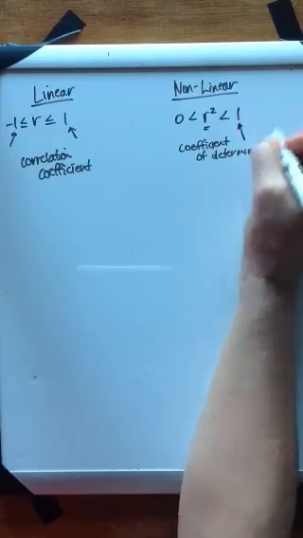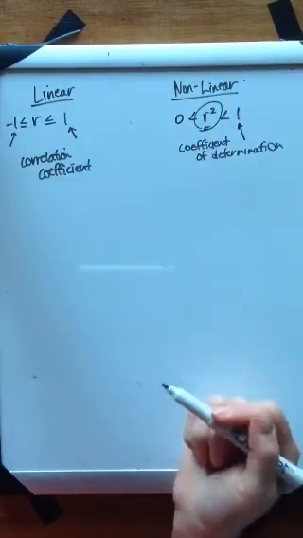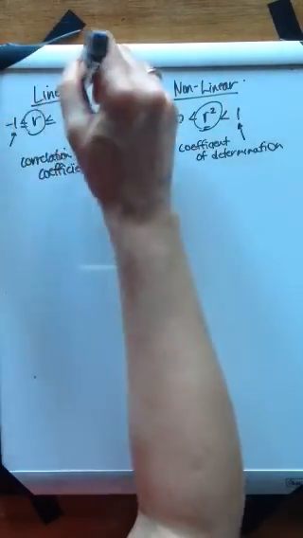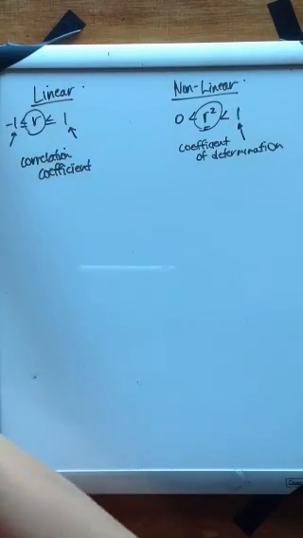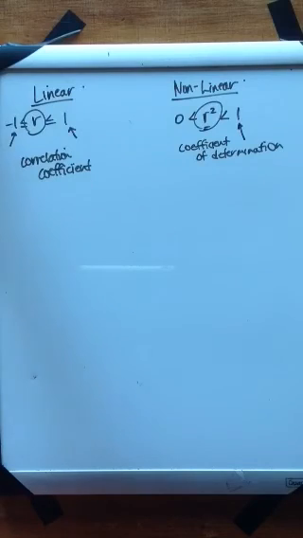Okay, so be mindful. You want to look at R squared for nonlinear regressions. You want to look at the R value for linear regressions. In the next video, I'll show you a Desmos screen and I'll walk you through how to work on page 3 of your handout using linear, quadratic, cubic, and exponential regressions.